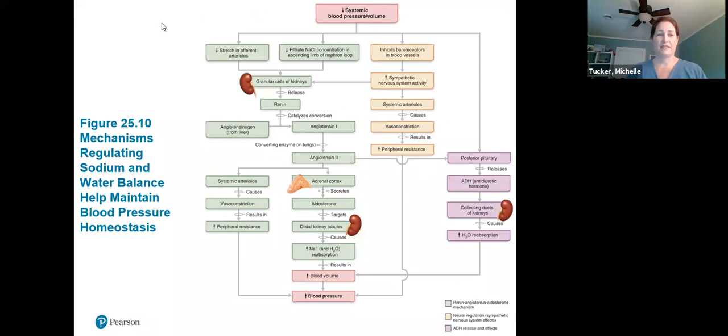So this graphic is where we ended last time. It is looking at the mechanisms that regulated sodium and water balance, and then sodium and blood pressure. So remember, those are kind of two separate systems, and they are covered in the previous lecture.